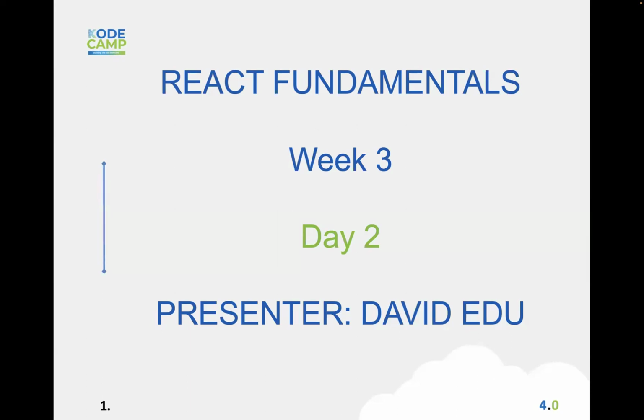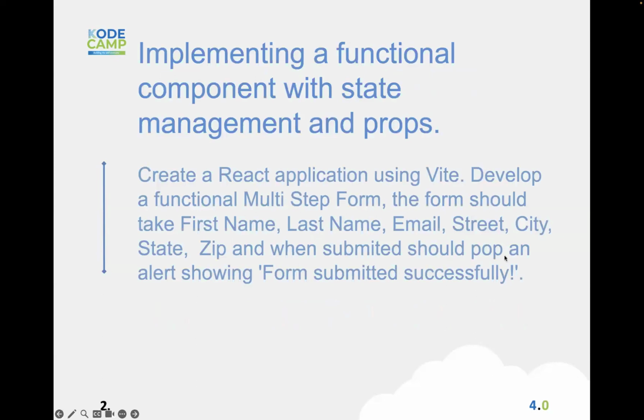So today, we are going to look at another problem. In this scenario, the question is: create a React application using Vite, develop a functional multi-step form. The form should take first name, last name, email, street, city, state, zip. And when submitted, it should pop an alert showing form submitted successfully.